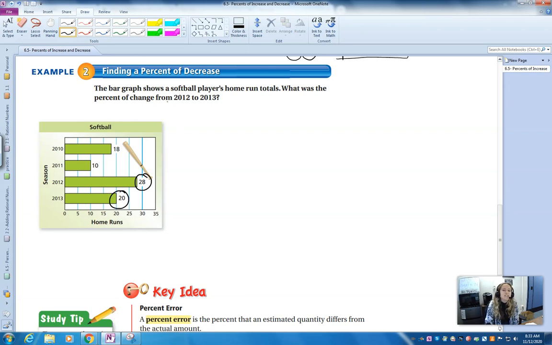Okay, so it says the percent of change from 2012, so that's going to be the OG amount. That's going to be the new amount. So 2012 is the OG, and 2013 is the new amount, okay? Since it gives me 2012 to 2013. So if we look at this, it looks like between 2012 and 2013, the numbers decreased. The amount of home runs went down. It went from 28 to 20. So therefore, we are going to do percent of decrease.